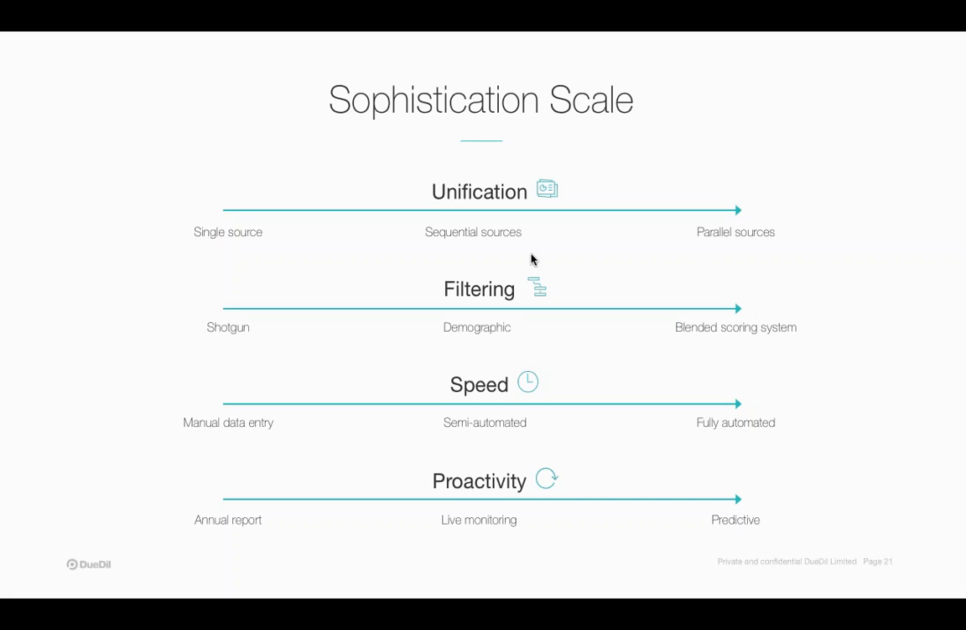And there's also a vertical logic to these four scales. Without unifying your data, you can't filter properly. And without automating your filtering, you can't move more quickly. And without automation, you can't increase your proactivity and get to the bottom right corner, where you can start to use the data to actually predict the behavior of your customers.